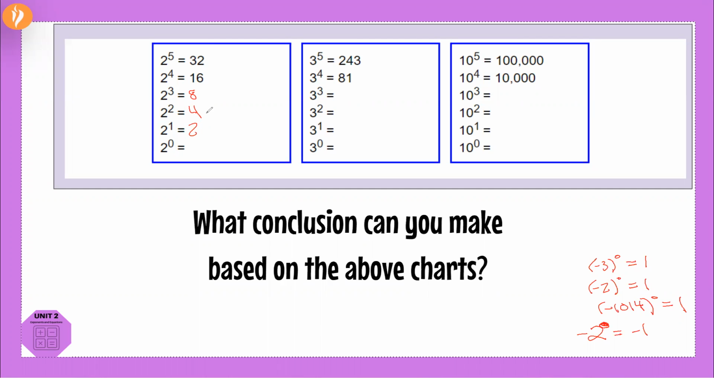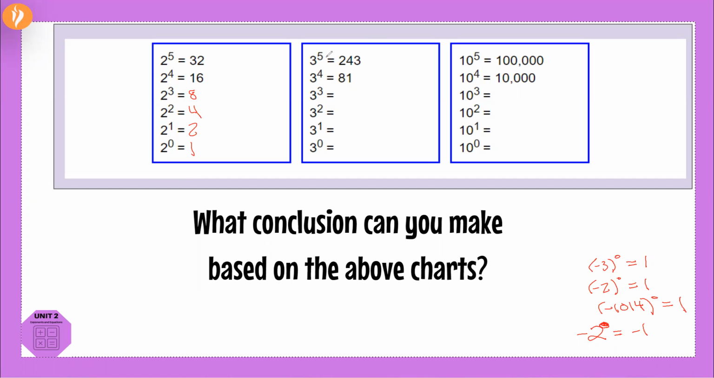So math follows patterns. If we continue the pattern, if 2 to the 1st power is 2, and based on the pattern, if we go down one exponent, the next number should be half of 2. So that's one of the reasons why 2 to the 0 power is 1. That's the only way this pattern would continue. All right, let's look at the next pattern.